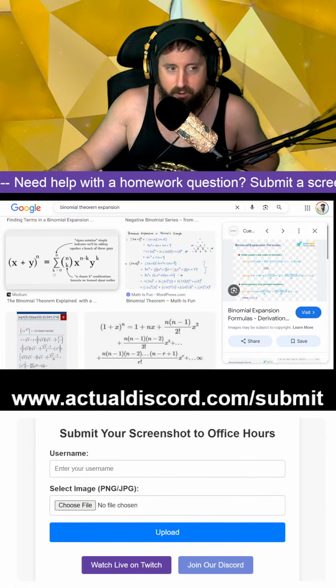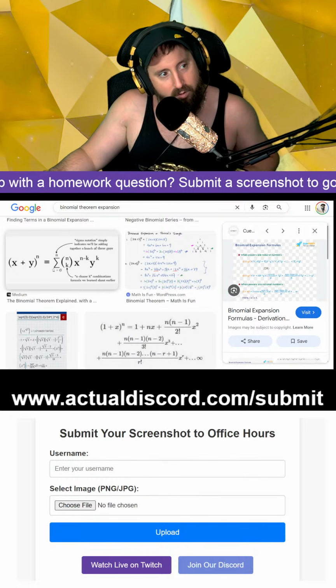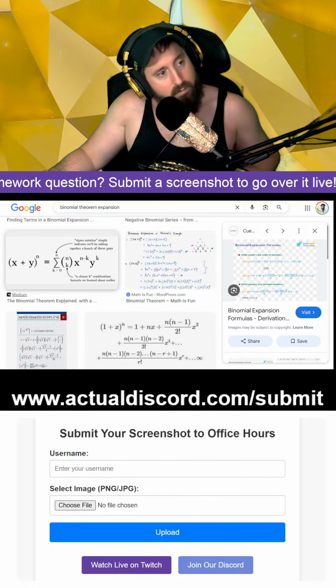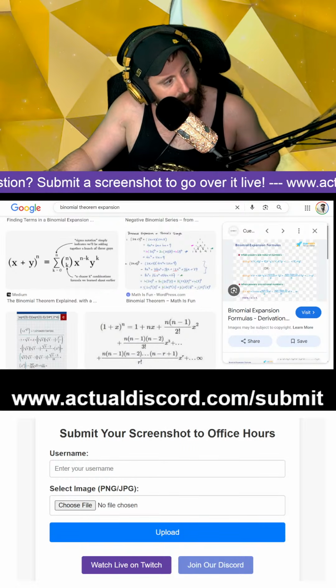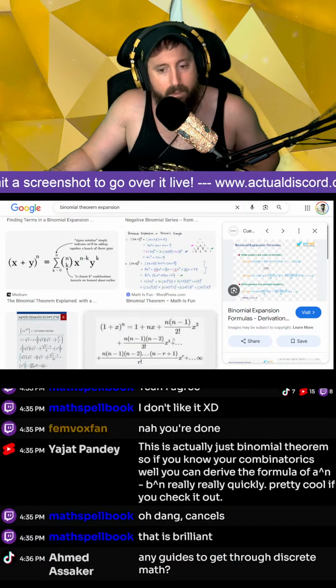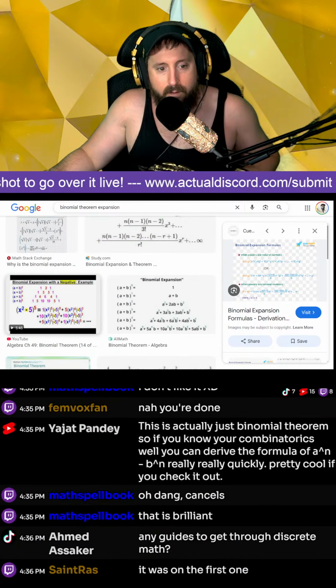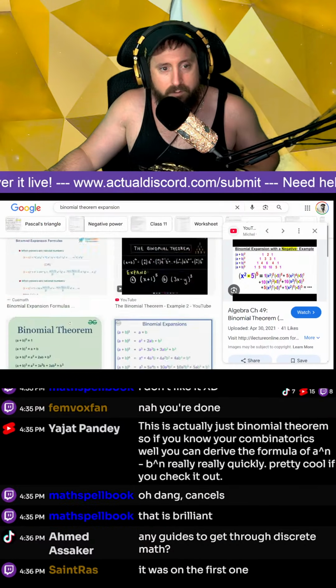Wait, but how does this work for difference of squares and difference of cubes? Yeah, Nick, we can go over one of your questions. It was on the first one? Okay, sorry.